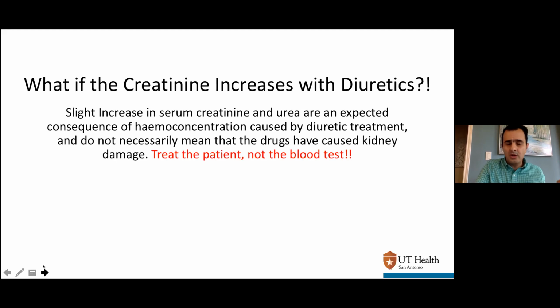I would not ignore that rise in the creatinine, but I would not stop the medication to prevent AKI, or think that diuretics are nephrotoxic. Diuretics are not nephrotoxic. They're only nephrotoxic if you create a state of volume depletion or if you suspect AIN. Besides that, diuretics are not nephrotoxic.